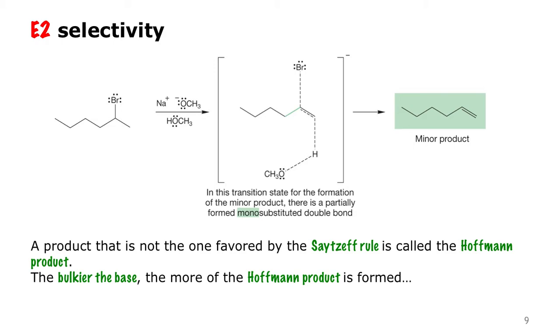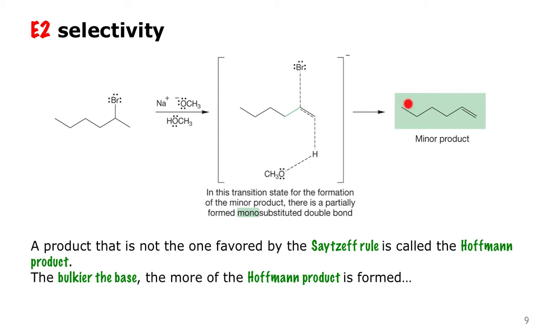So same reaction, same substrate, same base, so a methoxide reacting with this 2-bromohexane. Slightly different transition state. We're removing one of the hydrogens from the methyl group here at the end. That means the double bond would form at this position, and we form the 1-hexene product. So the product that is the major product in this case is the so-called Zaitsev Rule product.